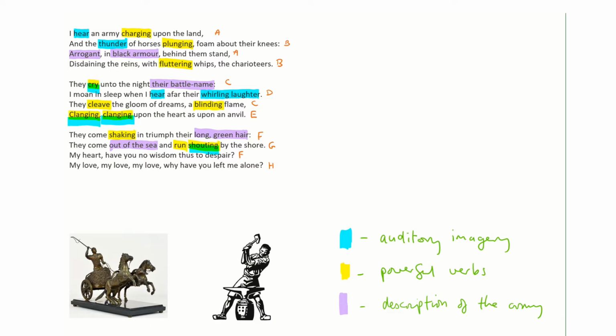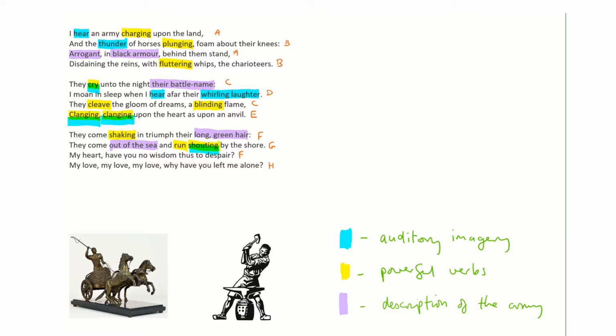Today, though, we're going to be looking, as I say, at this poem, I Hear an Army. Before we begin, I'm just going to draw your attention to some of the colour coding that I've done in turquoise. First of all, you've got words or phrases that I would broadly speaking group under the heading of auditory imagery. These are words or phrases that appeal to our sense of hearing. Joyce makes quite significant and extensive use of such imagery.